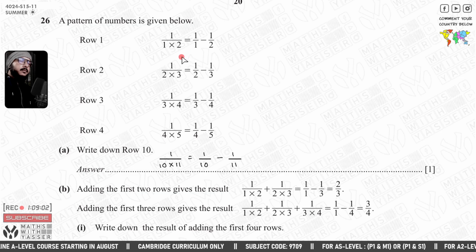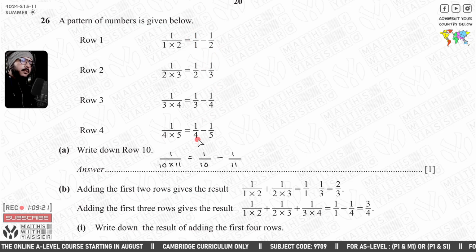As you can see, if you look closely into the pattern, what's happening here is we have 1, 2, then 2, 3, then 3, 4, then 4, 5. And on the right hand side, it is again 1, 2, 2, 3, 3, 4, 4, 5. That means if row 1 is 1, 2, row 2 is 2, 3, then row 10 will be 10, 11. On the right hand side again, 1/10 minus 1/11. And that's the answer.